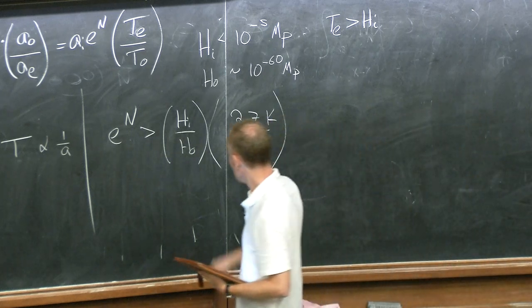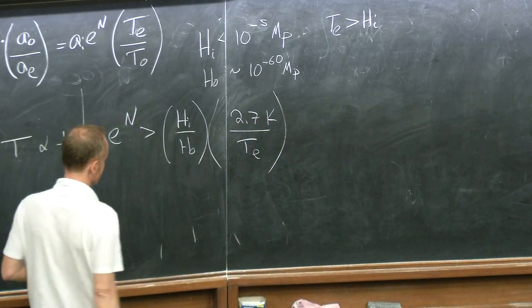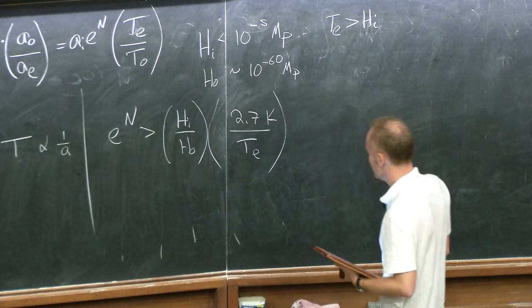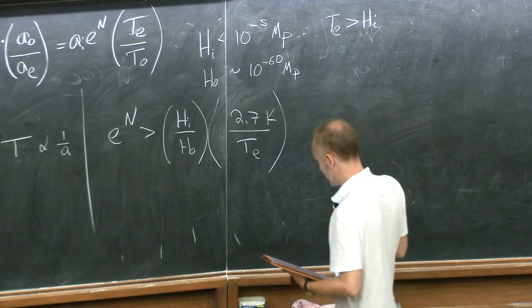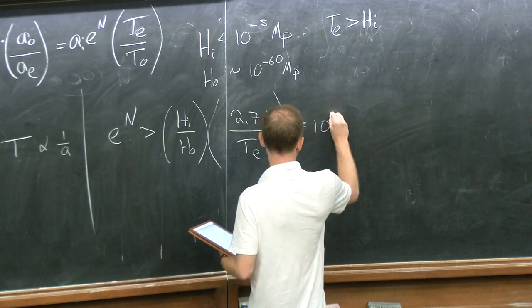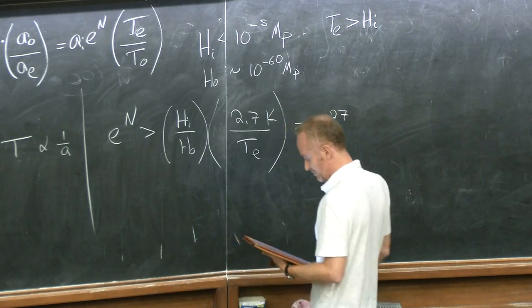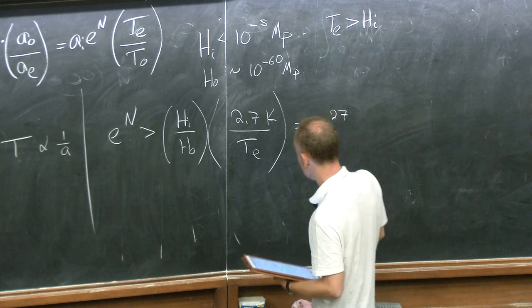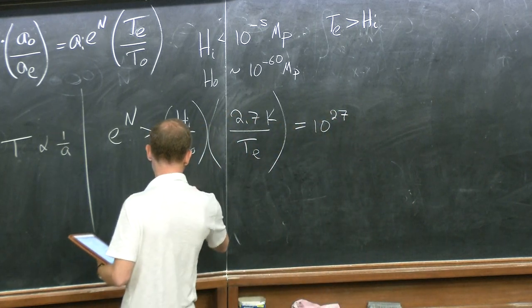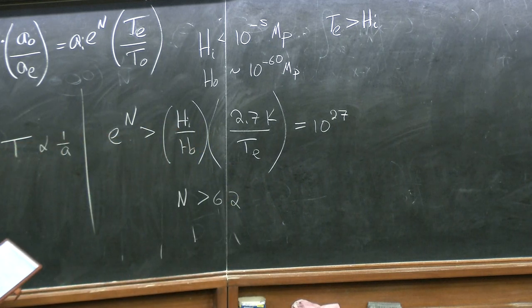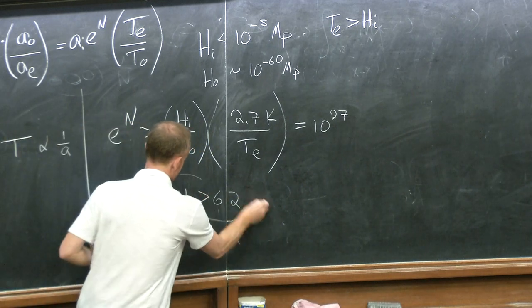So we'll put in the largest possible value for H_I, 10 to the minus 5 times M Planck, and the smallest possible value for T_E. And what we get then is about 10 to the 27. If we write that in terms of e, or just take the log, it says that N should be greater than 62. Magic number.